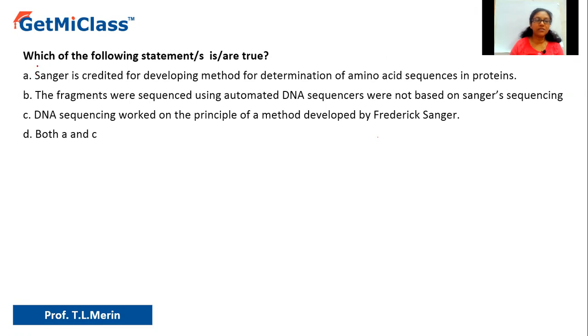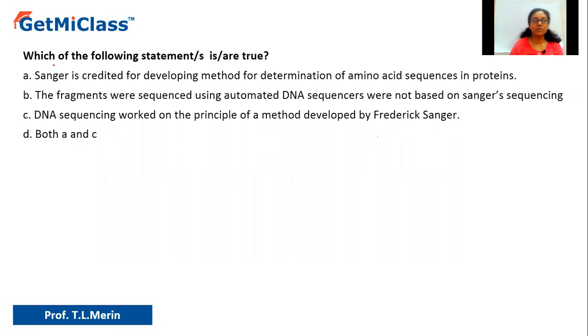So let's solve this question. The question says, which of the following statement or statements is or are true? Option A says Sanger is credited for developing method for determination of amino acid sequences in proteins. Option B says the fragments were sequenced using automated DNA sequencers were not based on Sanger sequencing. Option C says DNA sequencing worked on the principle of a method developed by Frederick Sanger. Option D says both A and C.